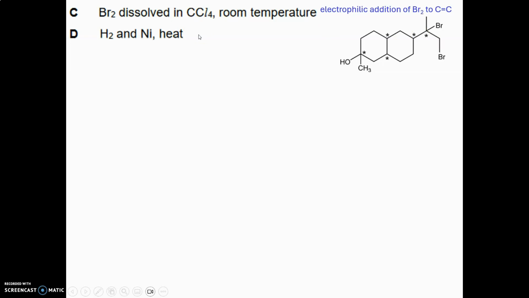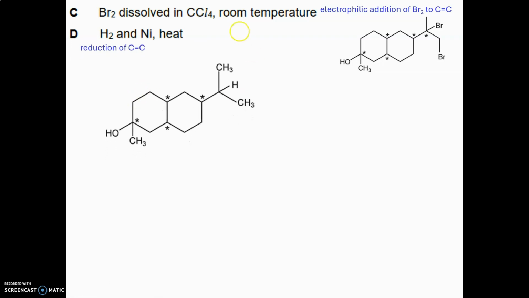Lastly, H2 and nickel, heat. This is reduction of the C=C double bond to alkane. So the product looks like this. It also still has 4 chiral centers. So the answer will be D.